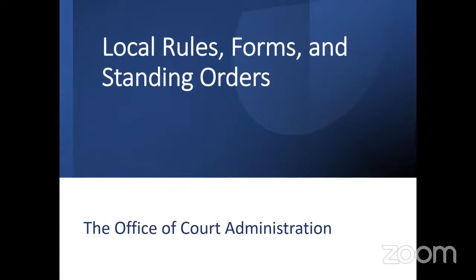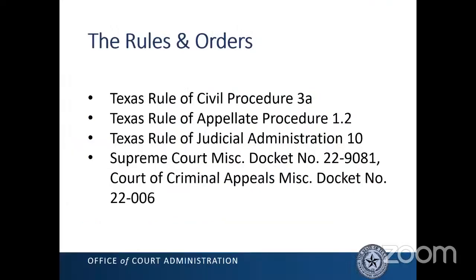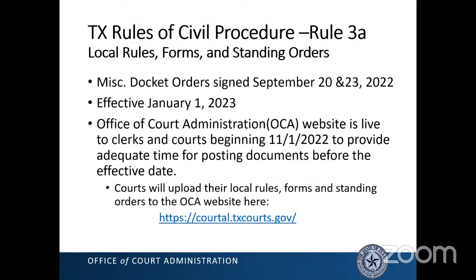Rules and orders were modified. We're going to be discussing today the amendments to those rules: Texas Rules of Civil Procedure 3A, Texas Rules of Appellate Procedure 1.2, and Texas Rules of Judicial Administration, Rule 10. The miscellaneous docket numbers in regard to these amendments for the Supreme Court is 229081, and for the Court of Appeals was 22006. So, Texas Rules of Civil Procedure, Rule 3A.